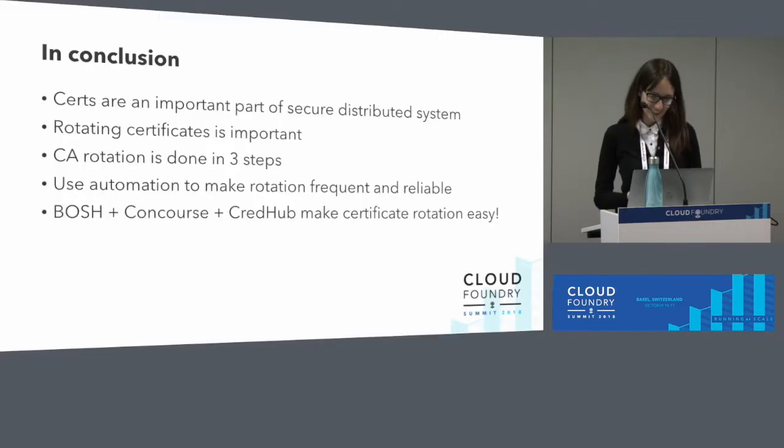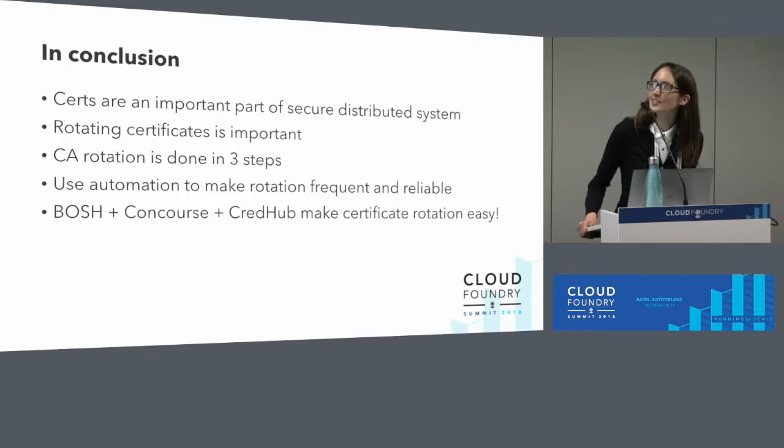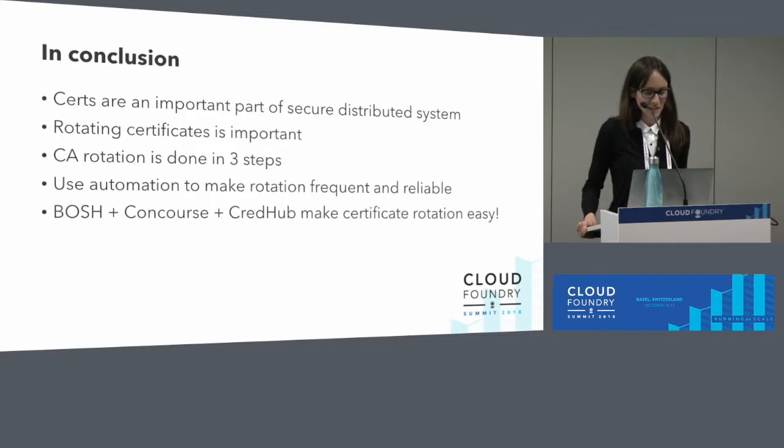Okay, so in conclusion, we've learned that certs are an important part of a distributed system, or I should say of a secure distributed system. And rotating certificates is also very important. We've learned the algorithm for CA rotation that can be done in three simple steps. We also saw that using automation, we can make that CA rotation frequent and reliable. And altogether, the combination of BOSH, Concourse, and CredHub can really make certificate rotation easy and more streamlined.